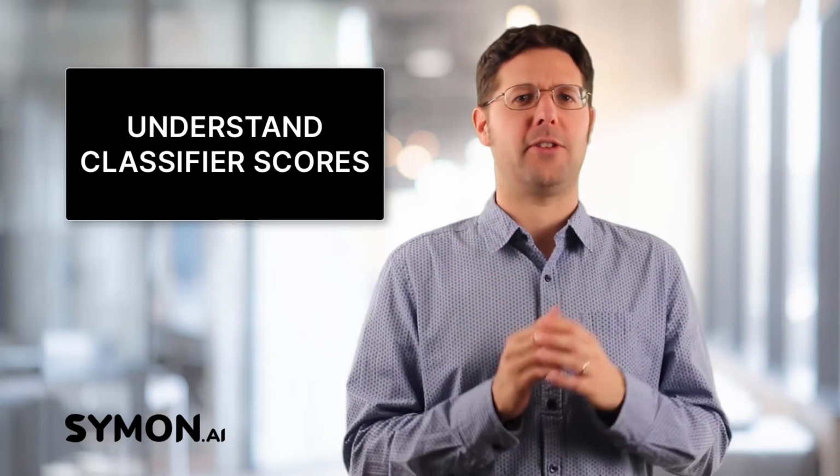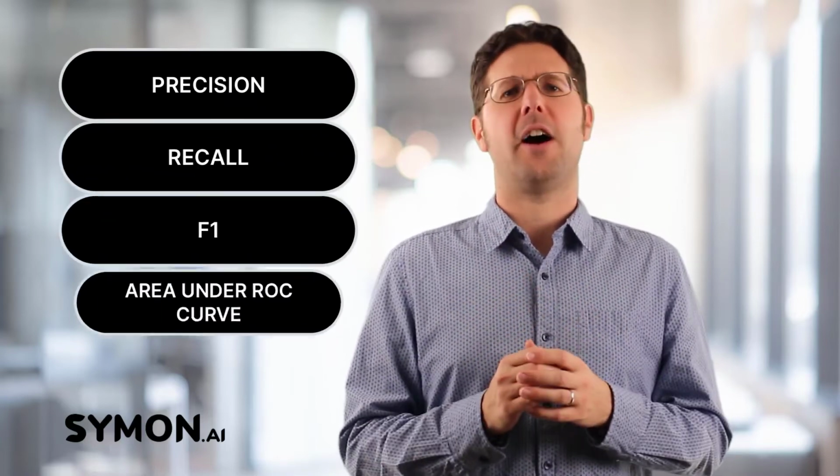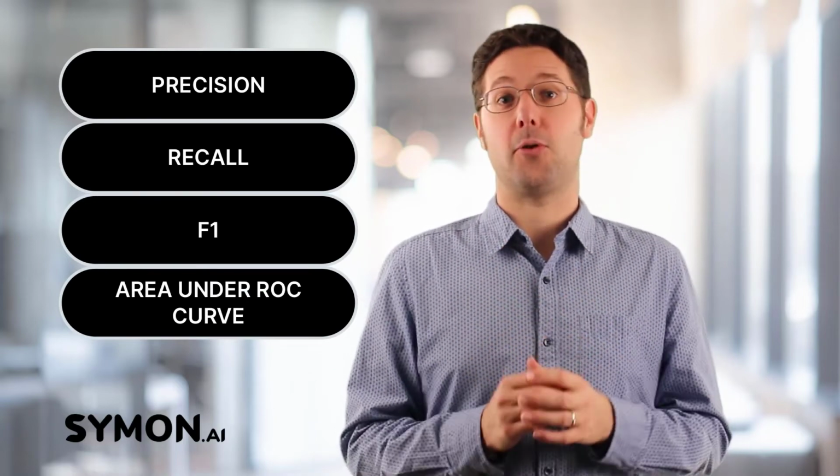In addition to the accuracy score, Symon provides 4 other scores for a classifier analysis: precision, recall, F1, and area under ROC curve. In this lesson, you'll learn more about each of these scores.